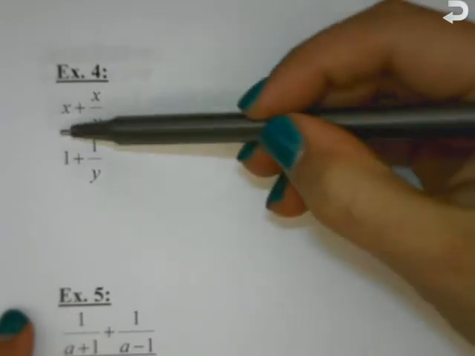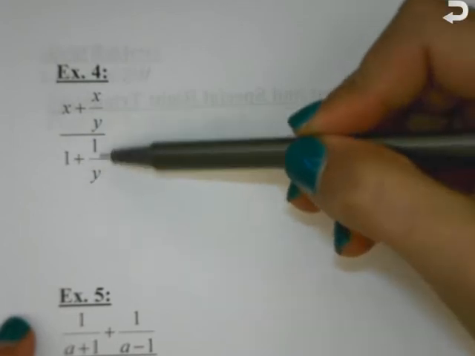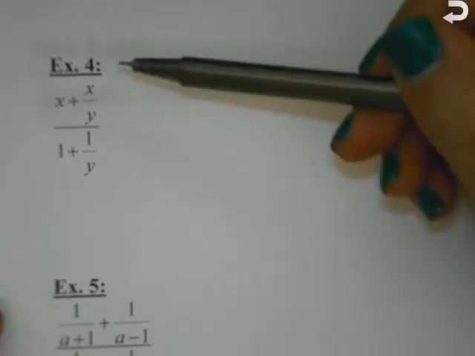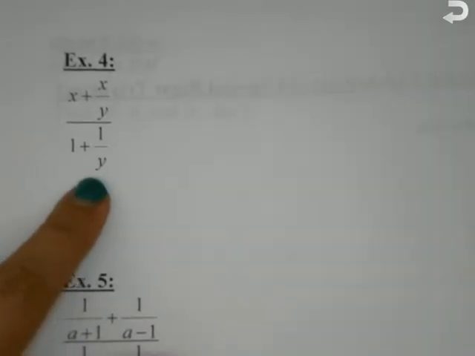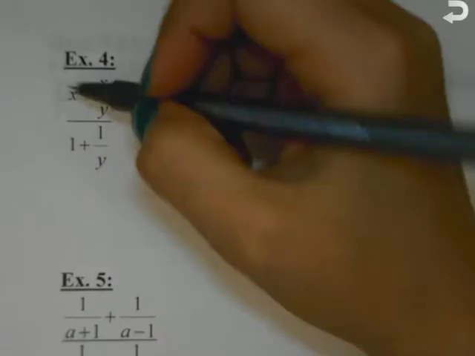Example 4. x plus x over y, divided by 1 plus 1 over y. So these types of problems are the reason why I didn't show you the dividing thing before, because eventually we would end up with distributive and FOIL, and that's a lot more work than it needs to be.